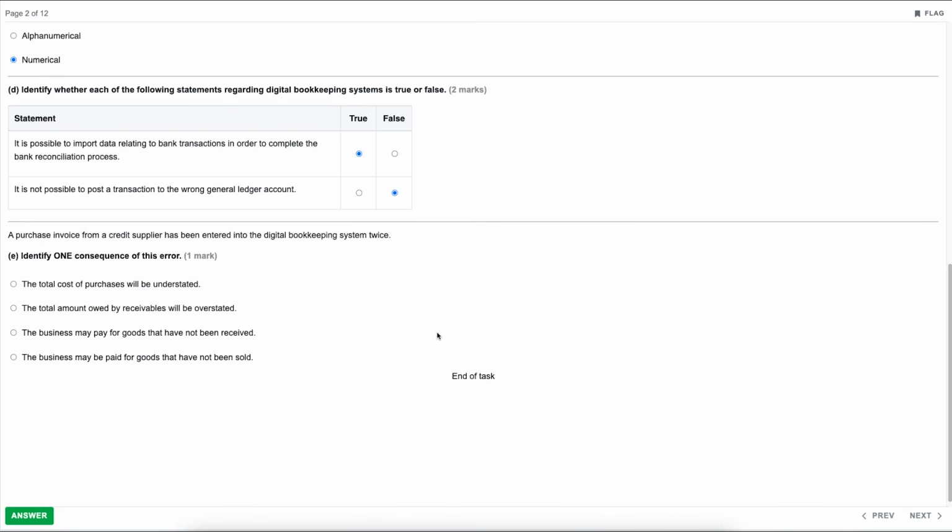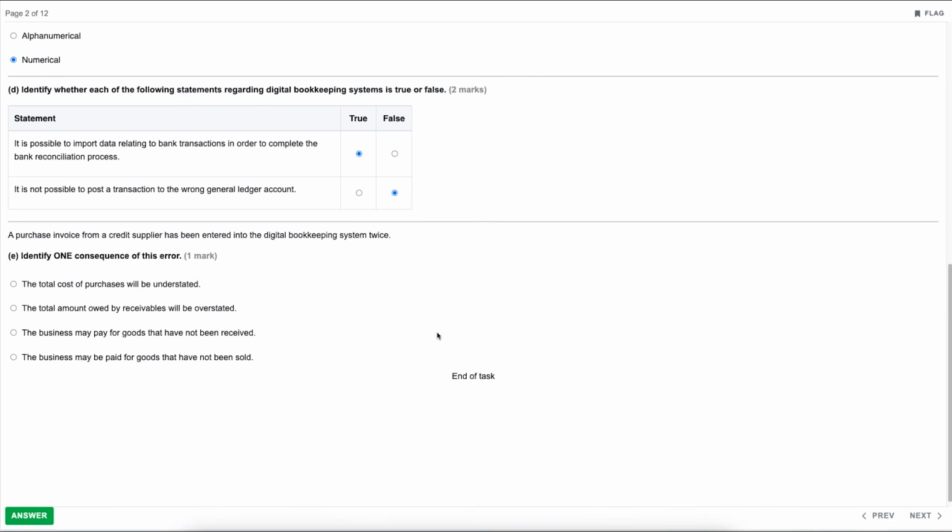The next one states the total amount owed by receivables will be overstated. Now, considering this is a purchase invoice, it would not relate to our receivables at all. Remember, our trade receivables relate to our sales. So any sales to our customers on credit would be recorded within our receivables ledger control account to show the amount owed from our customers.